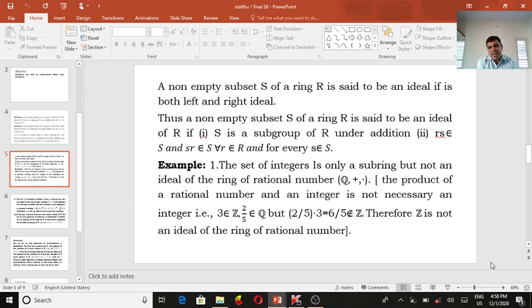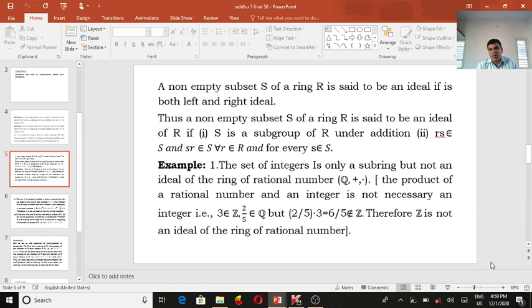So we come to the examples. In the previous slide, I gave a lot of examples. What is the difference between an ideal and a subring? The set of integers is only a subring, but not an ideal, of the ring of rational numbers.